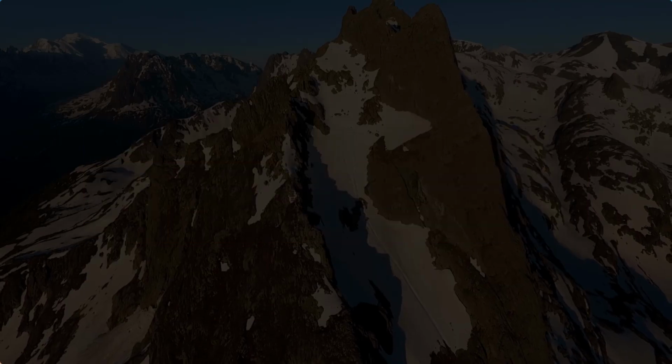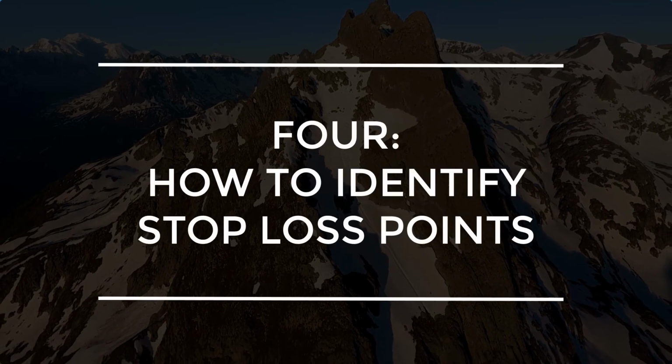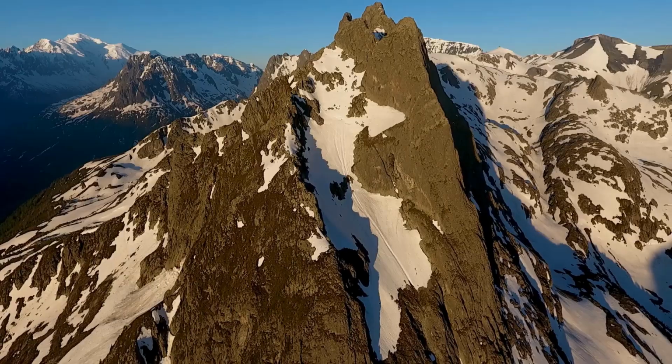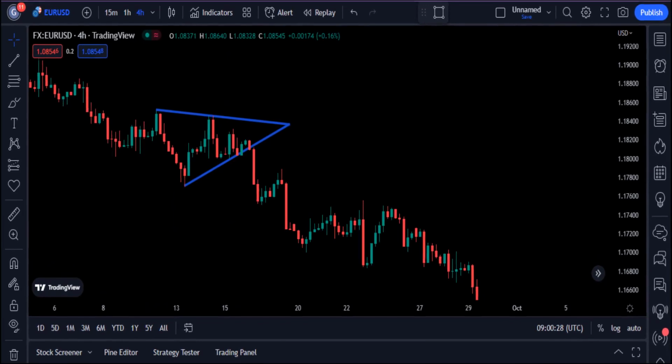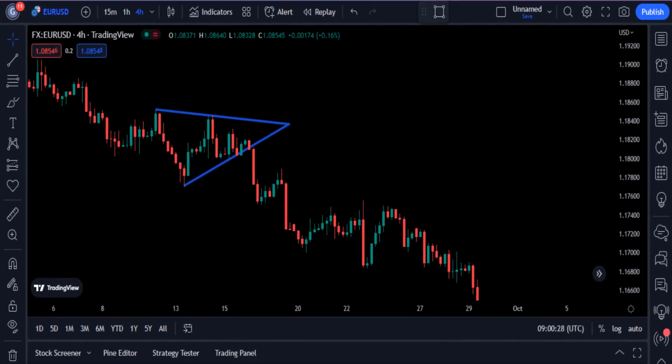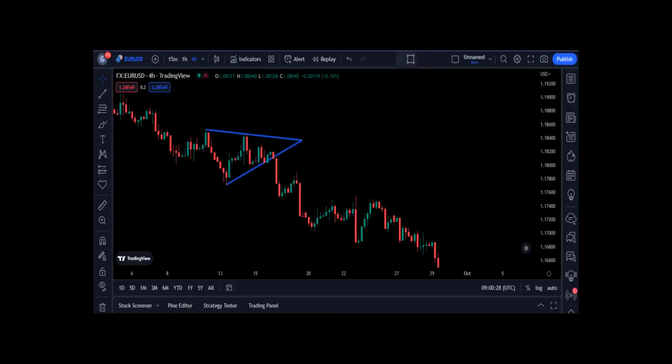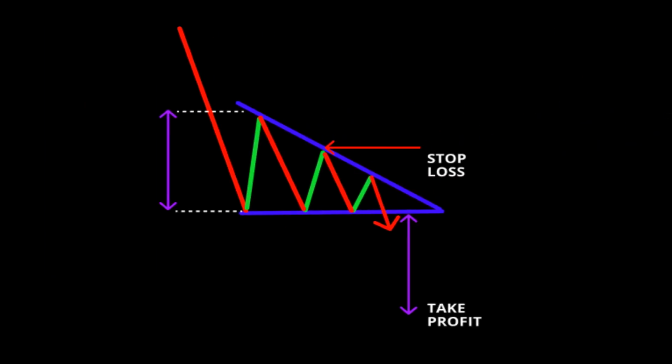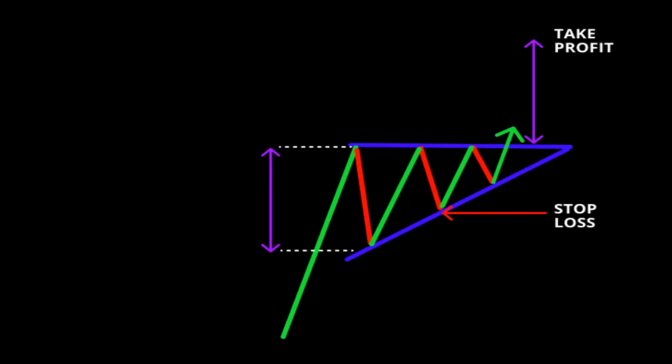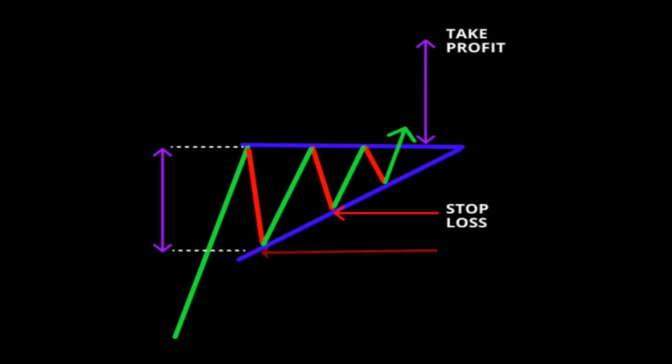So let's get back to the next point. Number 4. How to identify stop loss points in a triangle pattern. There are 2 stop loss points as well as 2 target points, but I will tell you the best one to use. You can use the highest point of the upper trend line in a bearish market, or the lowest point of the lower trend line in a bullish market.